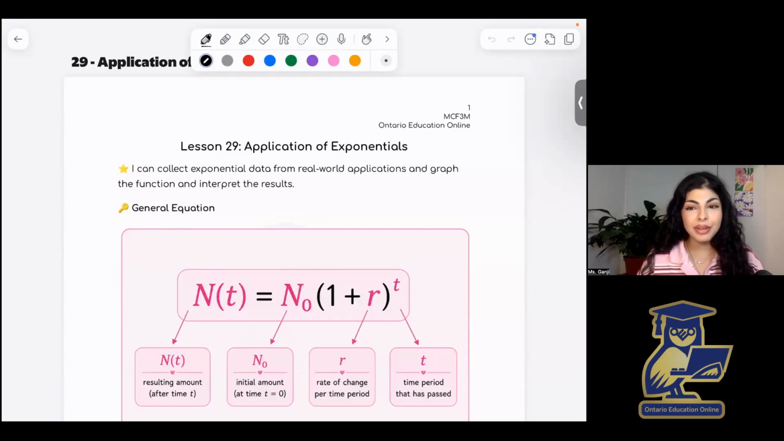Hello and welcome to the very last lesson of Unit 4 on exponential functions. Today we are looking at application of exponential functions. And so far you've worked with the functions, exponent rules, and graphing, as well as transformations of the graph. But now we're going to see where exponential functions actually appear in real life.